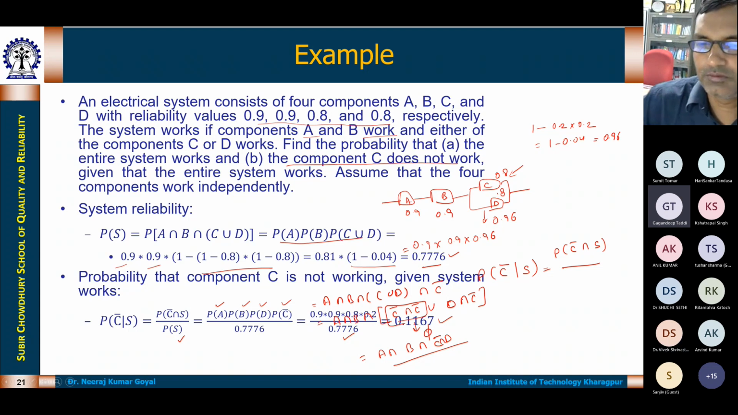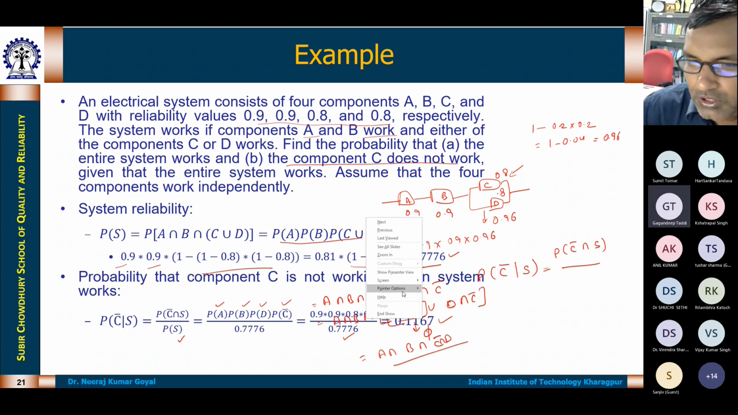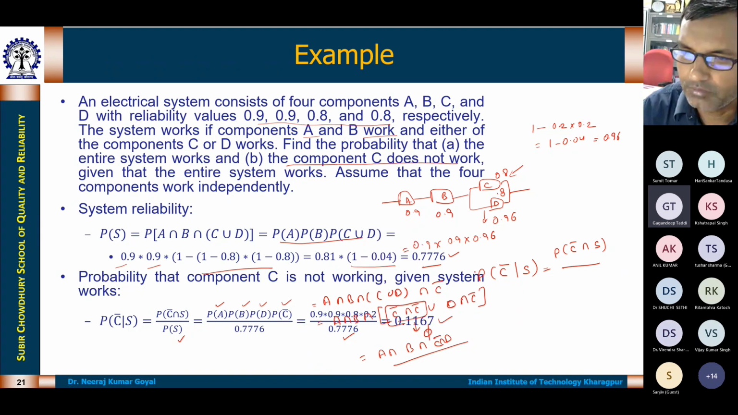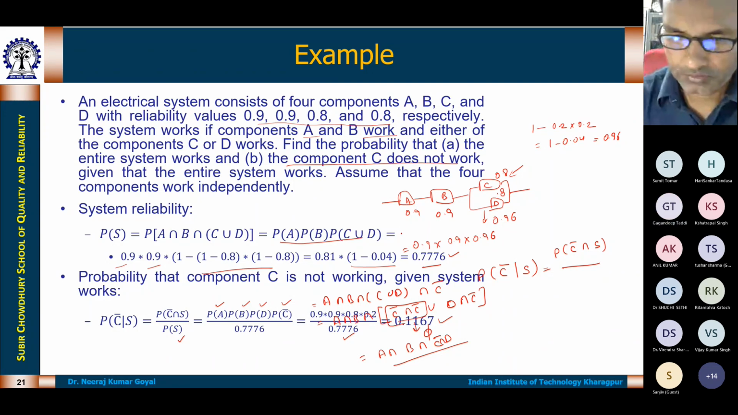Is it understood? So these kind of things again, yes, please. Sir, the maximum probability in a parallel system, sir, is nearly 1, sir. With a parallel system, the maximum probability will be 1 only, right?